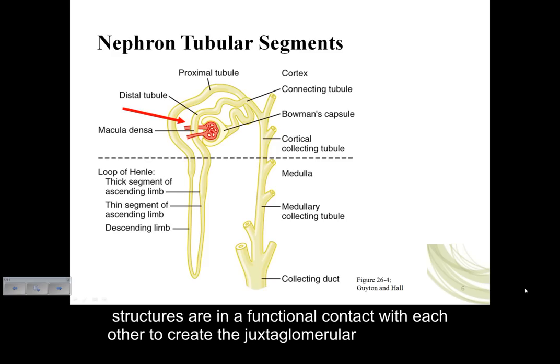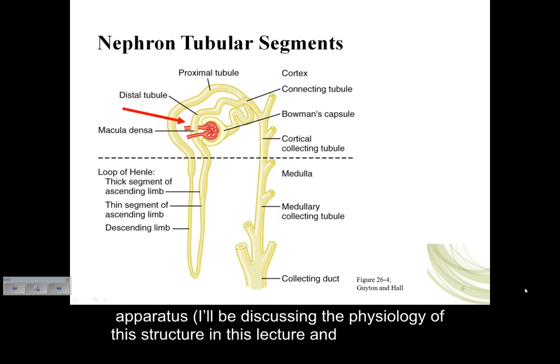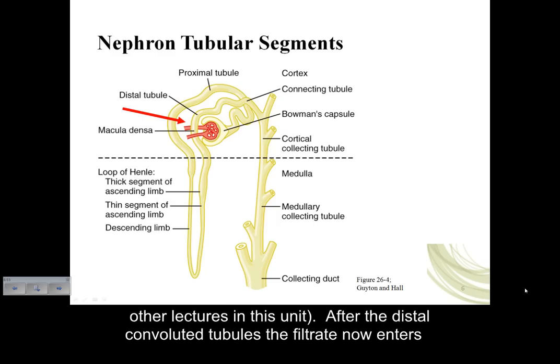This is an important interaction. These structures are in functional contact with each other to create the juxtaglomerular apparatus. I'll be discussing the physiology of this structure in this lecture and other lectures in this unit.